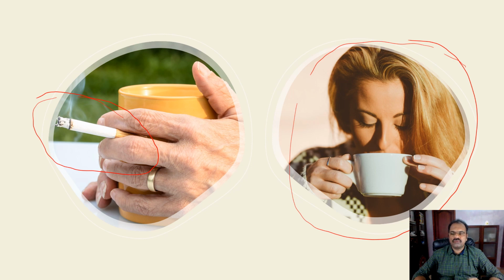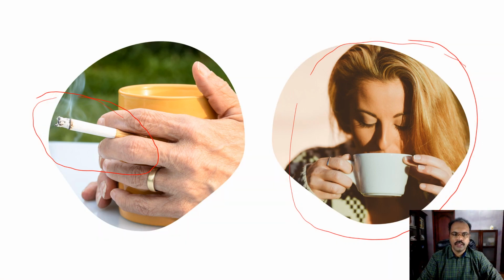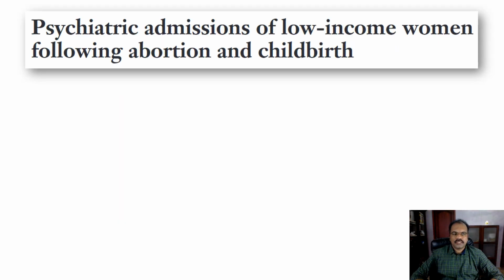Because of that, they falsely assumed that the coffee was the carcinogenic agent. So this is what is called a confounding. Let me show you an example from psychiatry. In this study, what they assessed was psychiatric admissions of low-income women following abortion and childbirth. So they had two groups of women. One group had a normal childbirth, while the other group had an abortion.